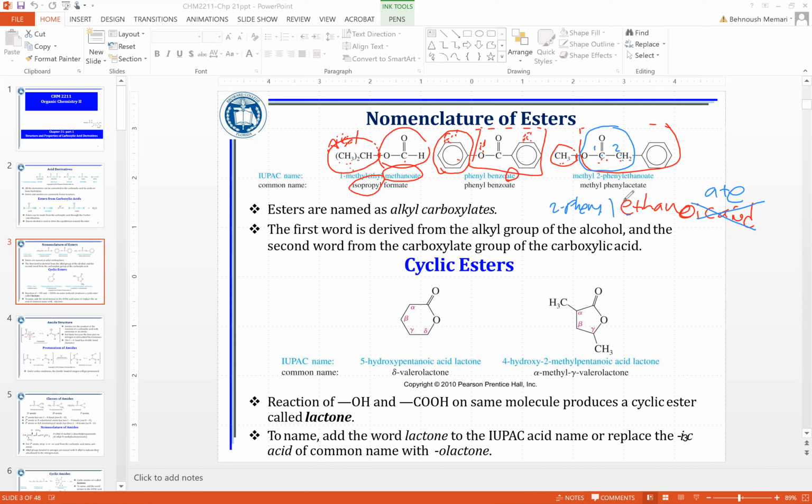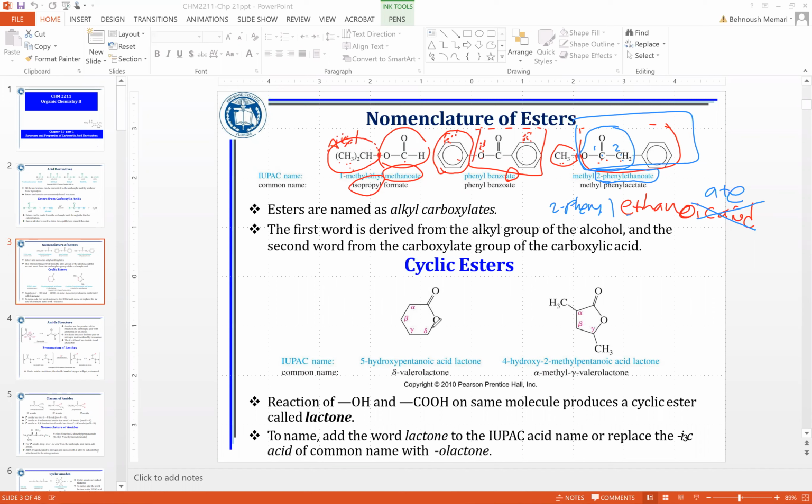ethanoate. Okay, 2-phenyl ethanoate. So this part of the name is coming from the carboxylic acid part, and then methyl is coming from the alcohol, so it would be methyl 2-phenyl ethanoate. So alkyl, alkylate.